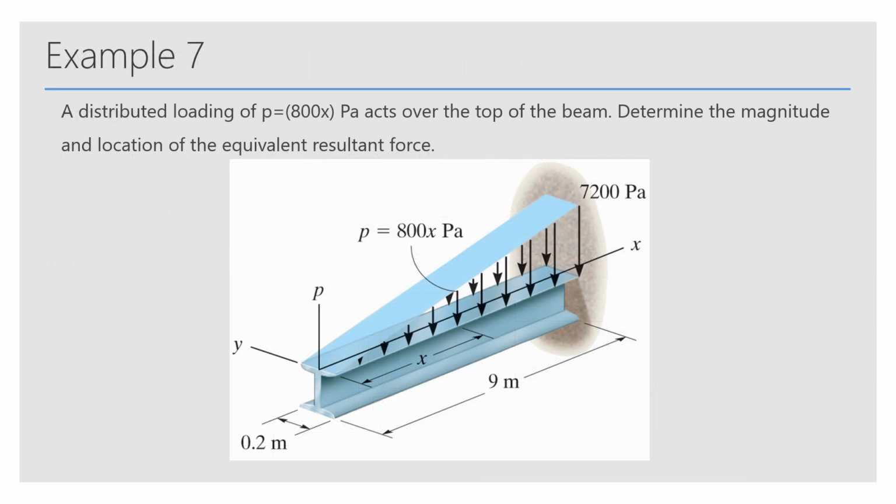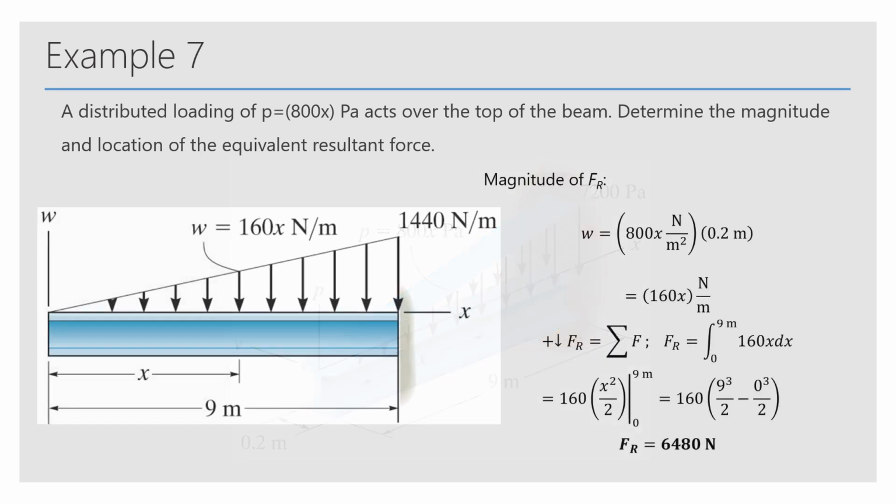In this problem, we're given a distributed loading where we see that the pressure, which is p, equals 800x pascals, acting over the top of a beam. They ask us to determine the magnitude and location of an equivalent resultant force. So here we can multiply that original pressure equation, which was 800x, times the width that they gave us, which was 0.2, to get 160x newton meters.